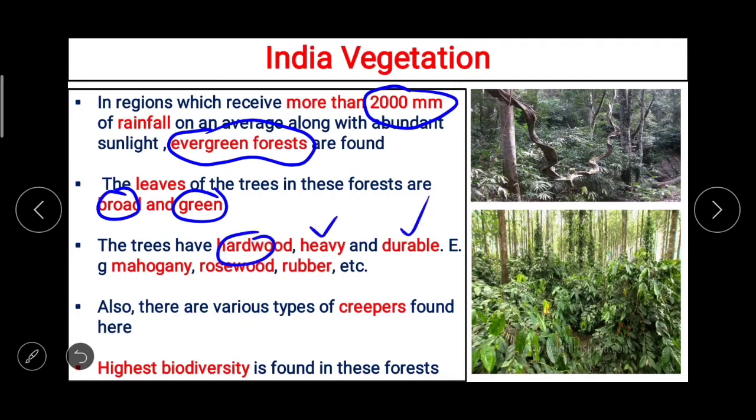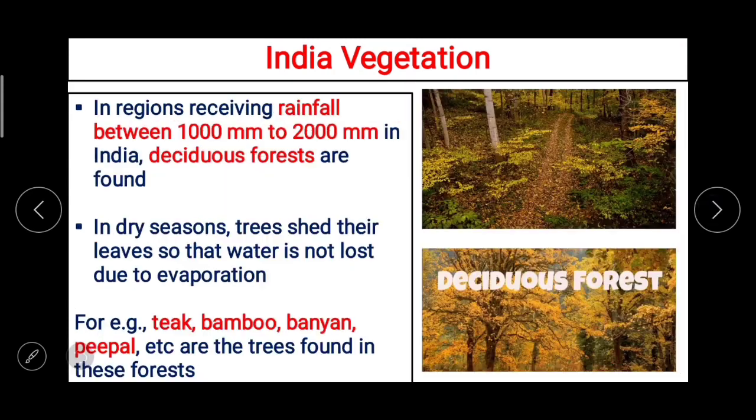For example, mahogany, rosewood, rubber, etc. There are various types of creepers found here, and highest biodiversity is found in these forests. As these forests are evergreen forests, तो वहाँ पर plants भी बहुत ज़्यादा होते हैं, and because of the plants, biodiversity जो है वो हमें वहाँ पर देखने को मिलती है.